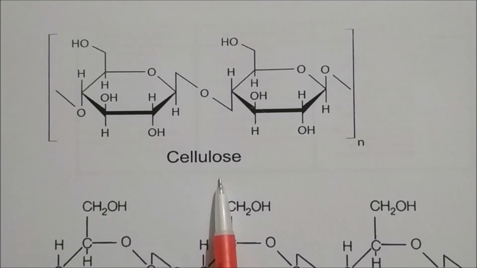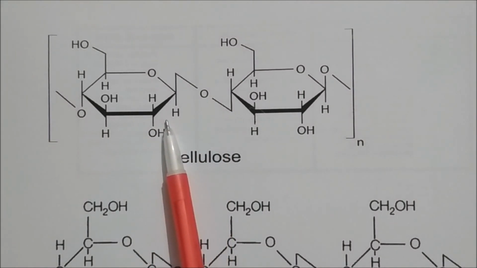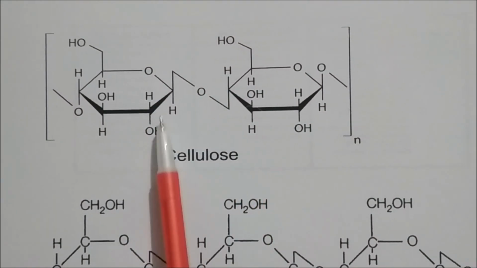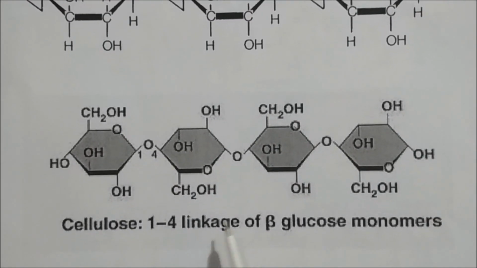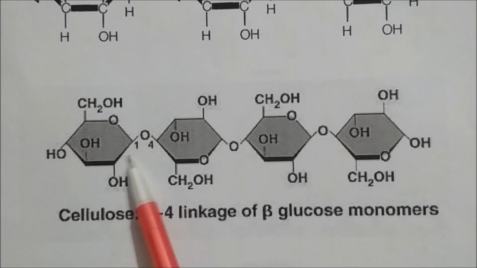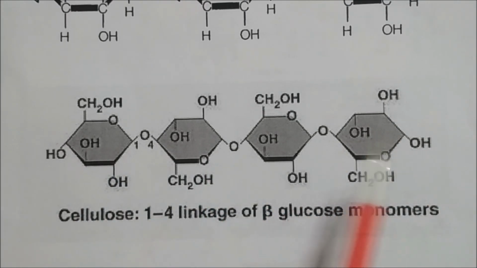So this is a diagram of cellulose. You can see the beta 1,4 link is there, and this is how it makes linear chains. And this is the diagram of the 1,4 linkage of beta glucose molecules in cellulose. Just pause the video, look at the structures carefully and note them down.